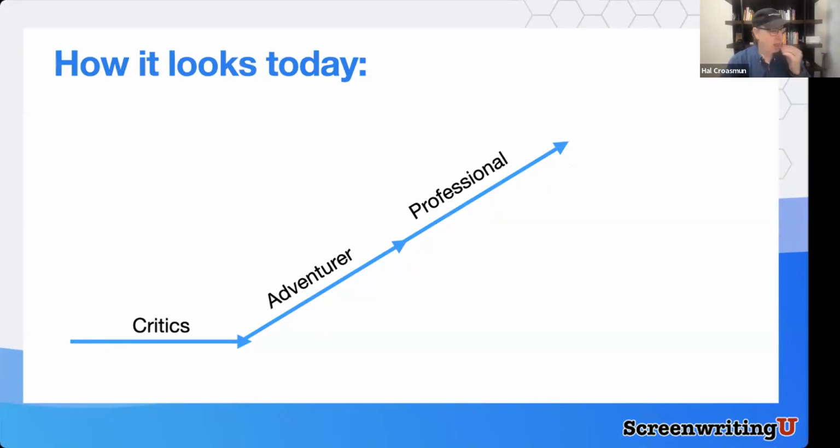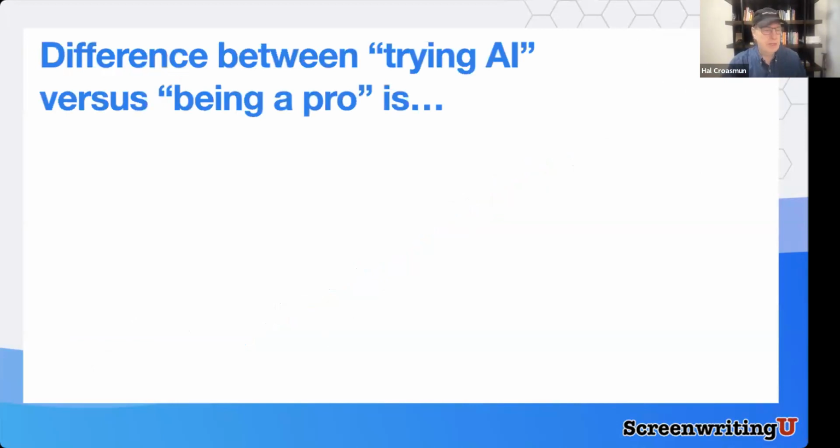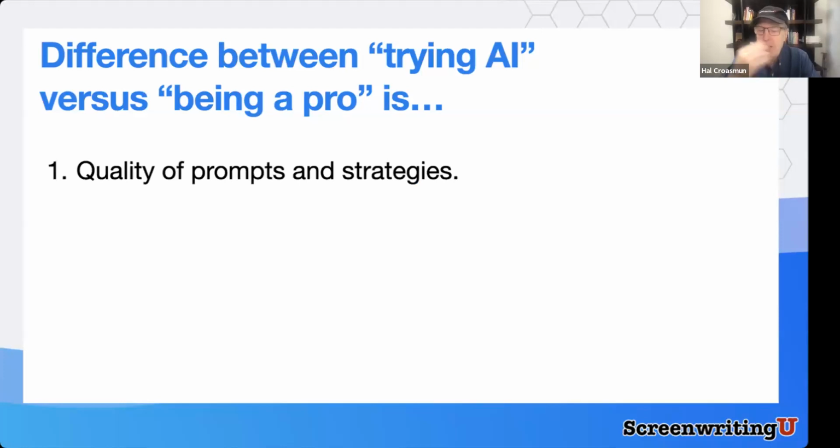So let me just say one more thing, and then I'll give you a quick demonstration. The difference between trying AI versus being a pro really comes down to 2 things. It comes down to the quality of the prompts and strategies. And a prompt means, how do you ask AI to do something? If you ask AI to brainstorm a character and you just say those words, it's going to brainstorm something. I don't know where it's going to go for you, and neither do you, and neither does AI.